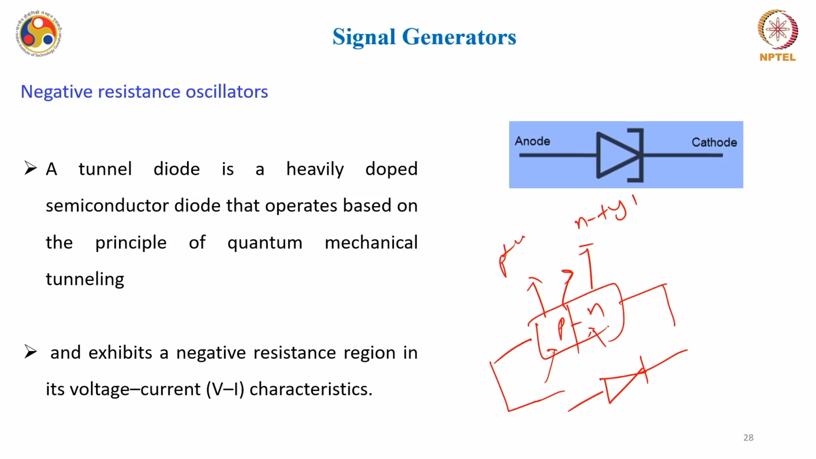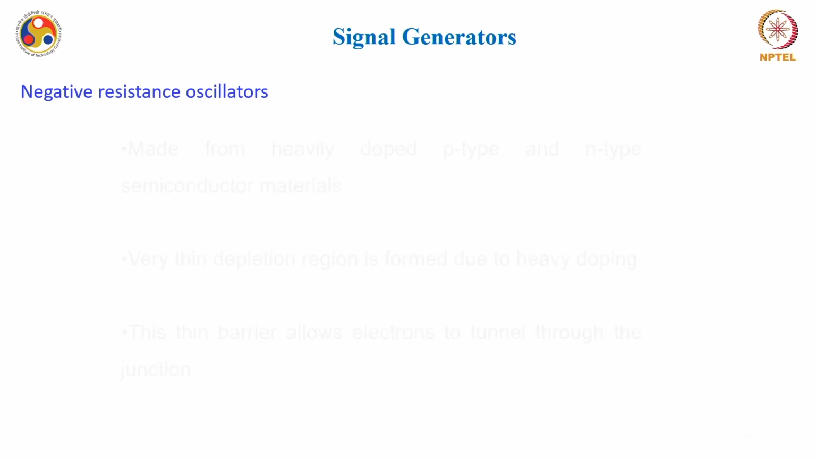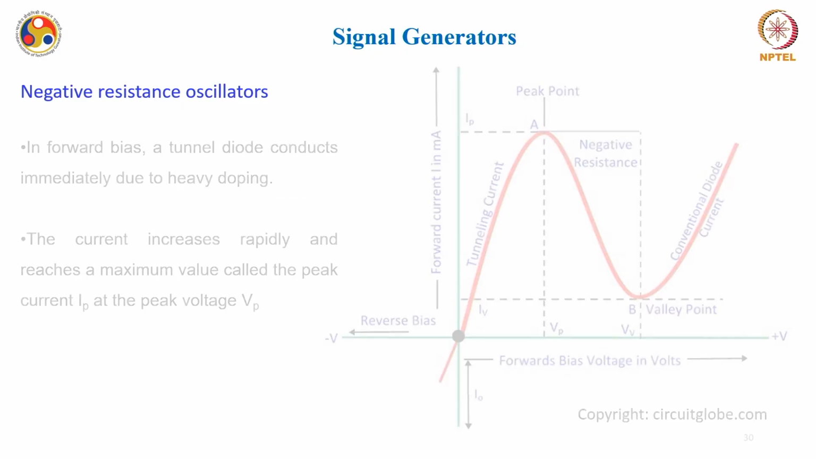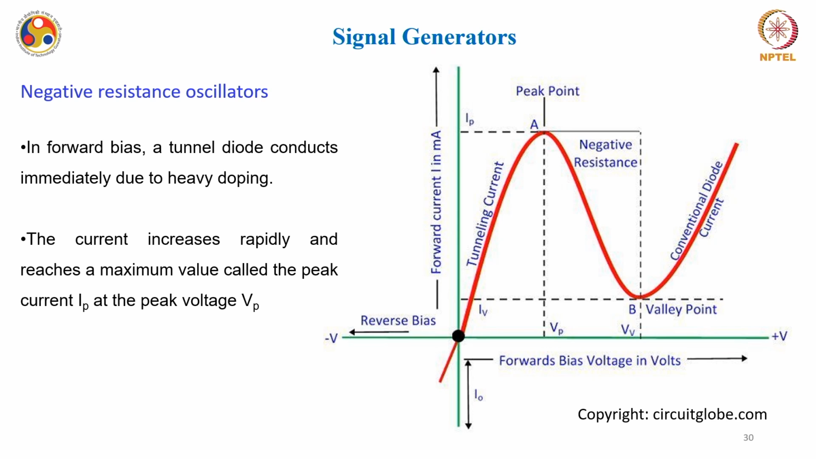A tunnel diode basically is a heavily doped semiconductor diode which operates based on the principle of quantum mechanical tunneling, or you can say that this is a quantum device, and exhibits a negative resistance region in its voltage-current characteristic. They are made from heavily doped p-type and n-type semiconducting materials and have a very thin depletion region formed due to heavy doping. And when you have this very thin depletion region, there is always a possibility that electrons can tunnel towards the other zone through these junctions. Because of this tunneling effect only, we call it a tunnel diode.